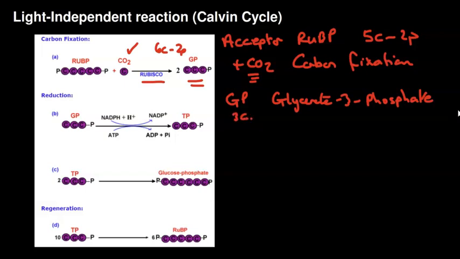The next stage is known as the reduction stage, and here we will be using up the reduced coenzyme and ATP, which were generated in the light-dependent reaction. So this is where the light energy transformed into reduced coenzyme and ATP is now being incorporated into the building of biological molecules. GP is converted into a 3-carbon sugar called Triose phosphate.